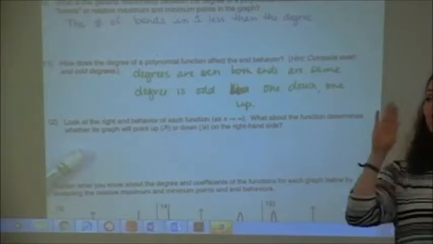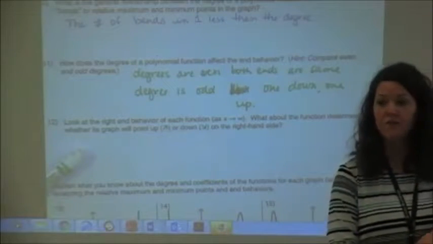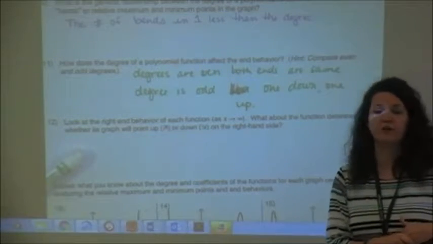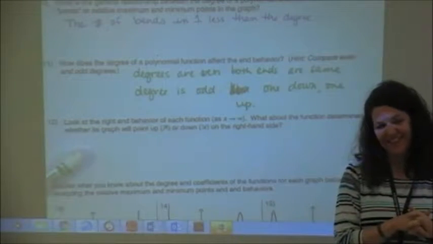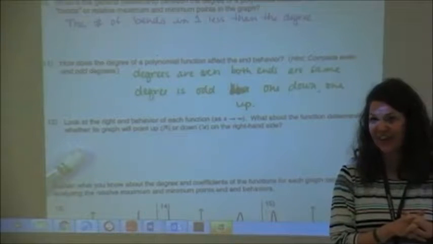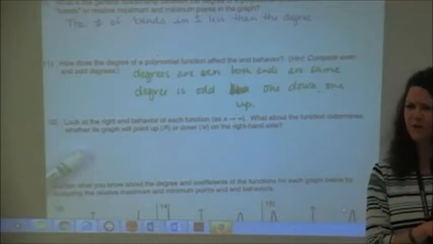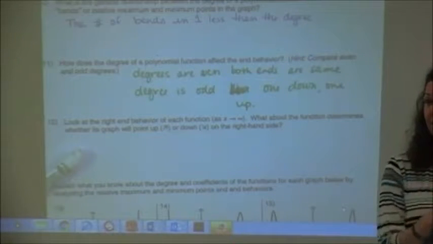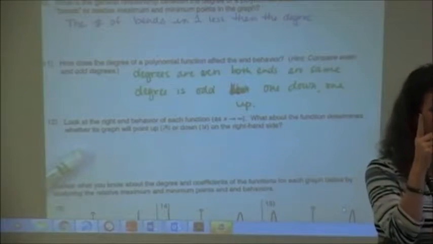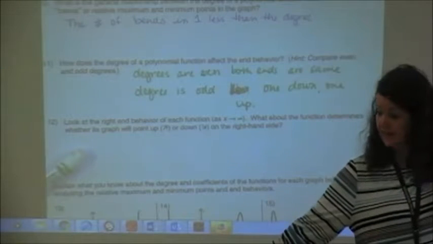You spent an entire year in the 9th grade studying one particular function that has an odd degree. What function did you spend your entire year on? Linear. What's the degree of a linear function? 1, right? A linear function is to the first degree. That's odd. And the linear function looks like this.